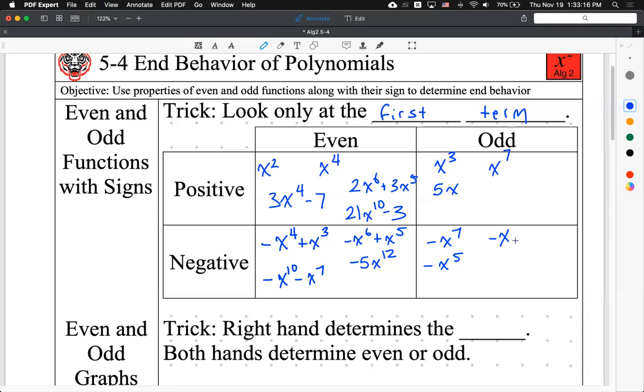Oh, question, Andres. Let's say x to the 3rd power minus x squared, would that be positive odd? Yes, x to the 3rd power minus x to the 2nd power would be a positive odd. Good. Josie, give me another positive odd.